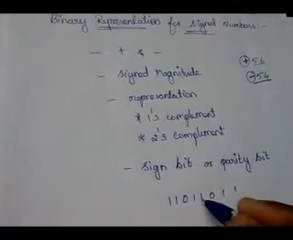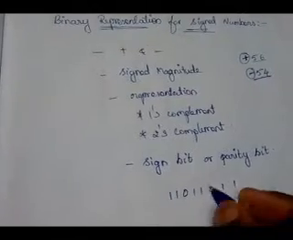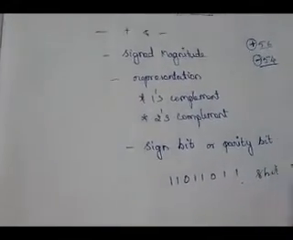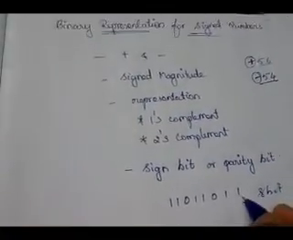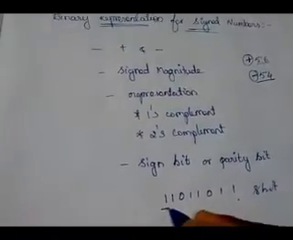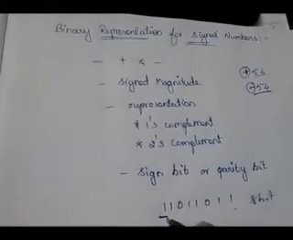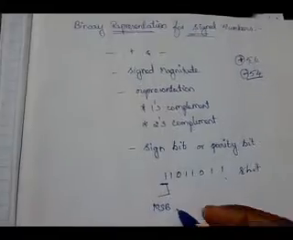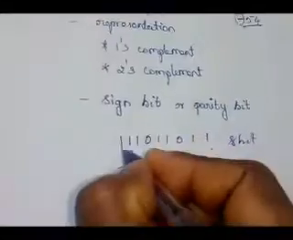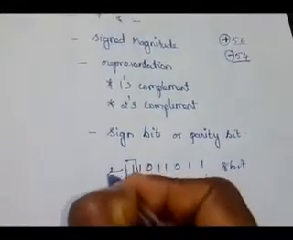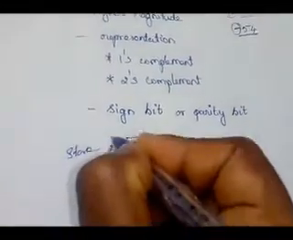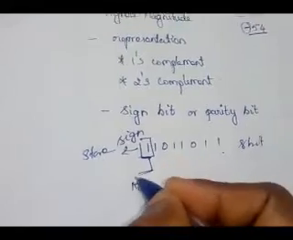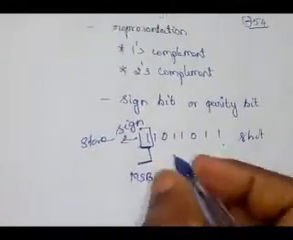1 2 3 4 5 6 7 8. Here this is one binary number of 8 bits. This is the leftmost bit. This bit's name is MSB, most significant bit. This bit is used to store the sign. Understand? This leftmost bit is used to store the sign.